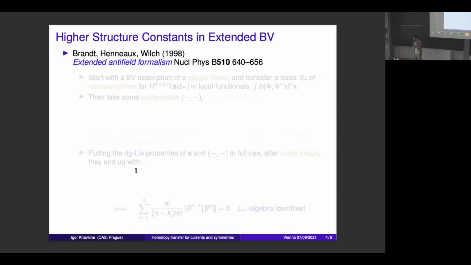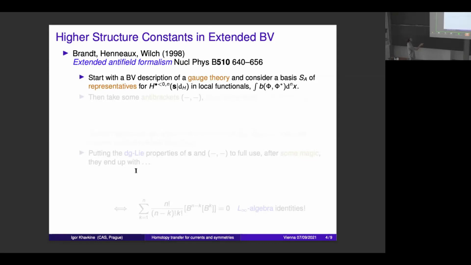Now we're getting to the reason why I was interested in this project altogether. So there's a very nice older paper by Brandt, Henneaux, and Wilch from 1998 called The Extended Antifield Formalism. And I don't know if you've ever looked at this paper, but it's not so easy to read. But in some sense, it's kind of deep. And I've wanted to understand it for a long time. And learning all of the stuff about L-infinity algebras and so on was inspired by basically trying to make sense of what's happening in that paper. So what I want to do is show you my understanding of it and how something can evolve from that. All right.